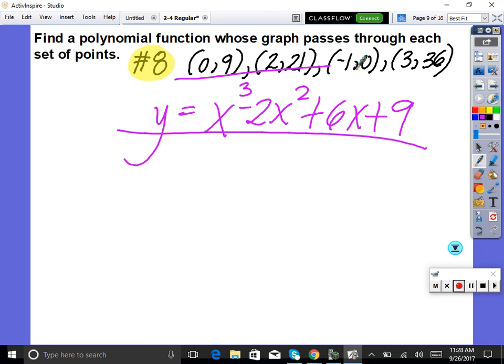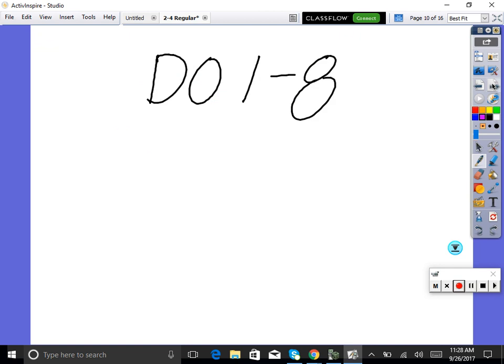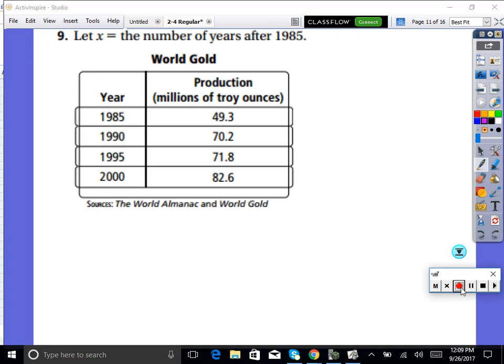Okay. So do 1 through 8. Ready, set, go. Get help with the x, y points that are not cool x, y points. Now they're giving us ones that are used in real world situations.